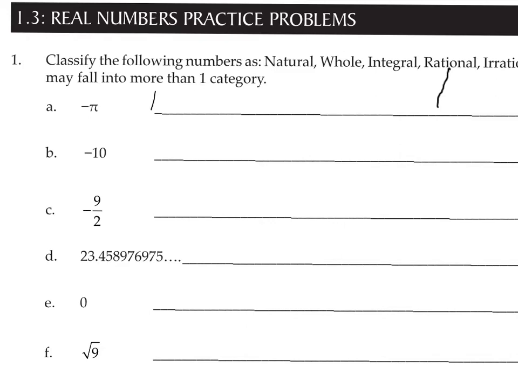Negative pi is a real number, so we're going to use the big R for real numbers. And then we ask ourselves, is it rational or irrational? Because it has to fall into one of those two categories. Rational numbers are numbers that can be written as fractions. Irrational numbers are non-repeating, non-terminating decimals. And of course, pi is an irrational number. So we're going to classify that as irrational. There are no subsets under irrational. So once you've classified a number as irrational, then there are no smaller subsets to classify into.